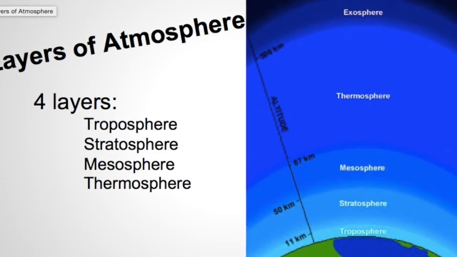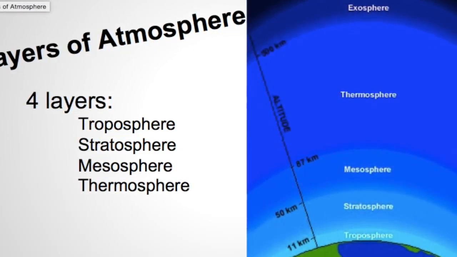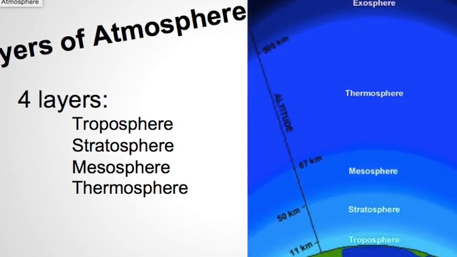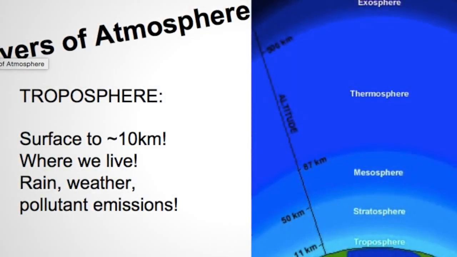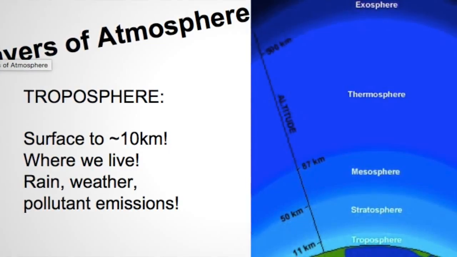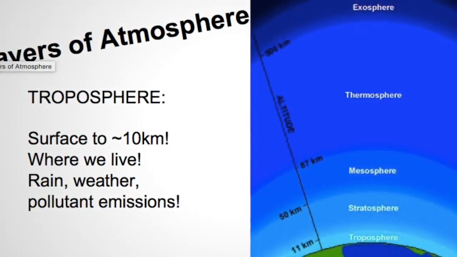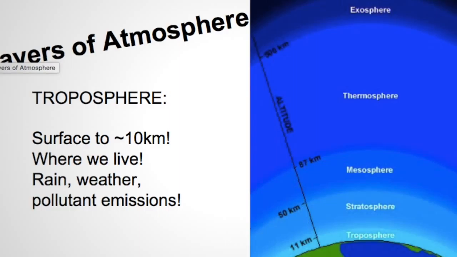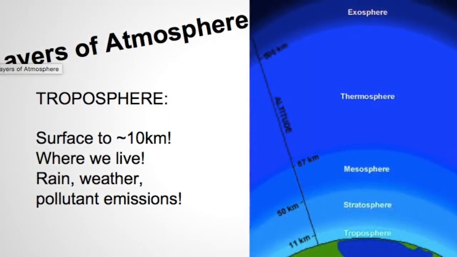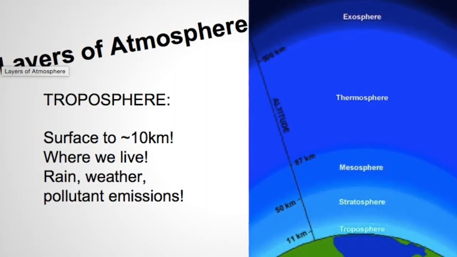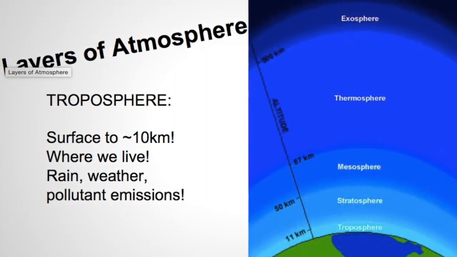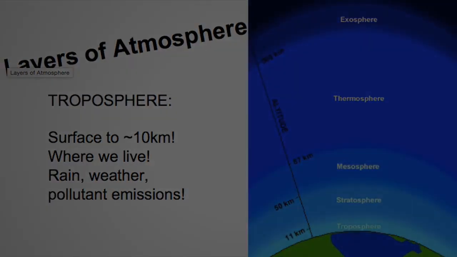So let's talk about the layers of the atmosphere. There are four layers of the atmosphere. They are the troposphere, stratosphere, mesosphere, and thermosphere. The first one is the troposphere. It's from the surface, zero, to 10 kilometers. It is where we live, and it has rain, weather, and pollutant emissions.